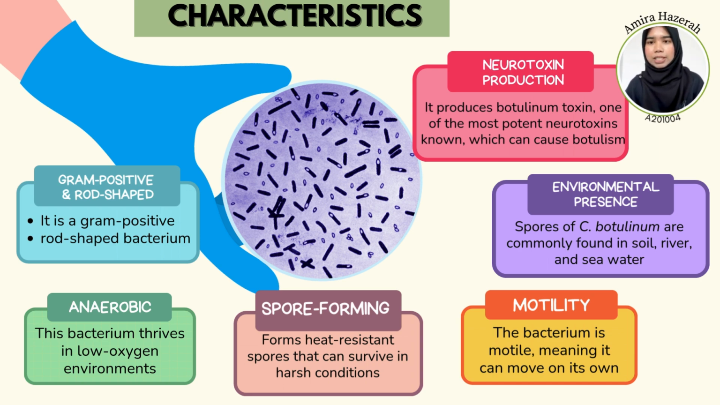C. botulinum is motile, meaning it has the ability to move on its own, which enhances its ability to spread in favorable conditions. Next is spore formation. It forms heat-resistant spores that can survive in extreme conditions, allowing the bacterium to persist in environments unsuitable for most microorganisms. It also has environmental presence. The spores of C. botulinum are commonly found in soil, rivers, and seawater, highlighting its natural occurrence in diverse environments. Finally, C. botulinum produces botulinum toxin, which is one of the most potent neurotoxins known. This toxin can cause botulism, a serious illness affecting the nervous system.